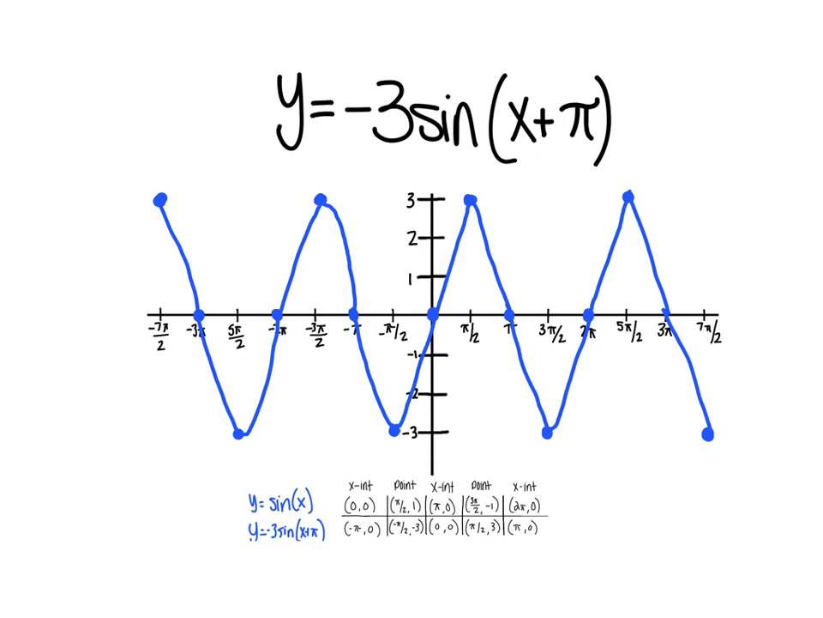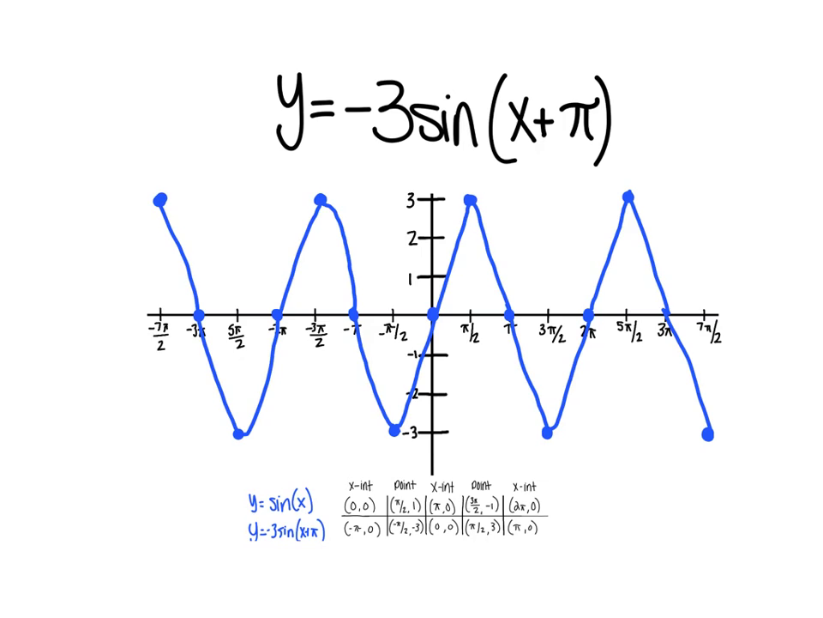So for the first point, you subtract pi from 0, which gives you -pi, and you multiply 0 by -3, which gives you 0. For the maximum, you subtract pi from pi over 2, which gives you -pi over 2, and you multiply 1 by -3, which gives you -3.